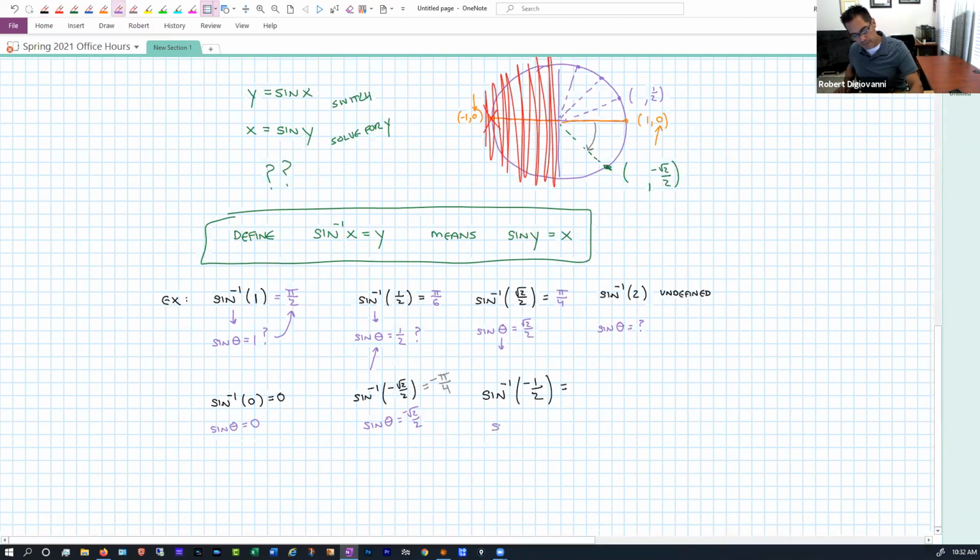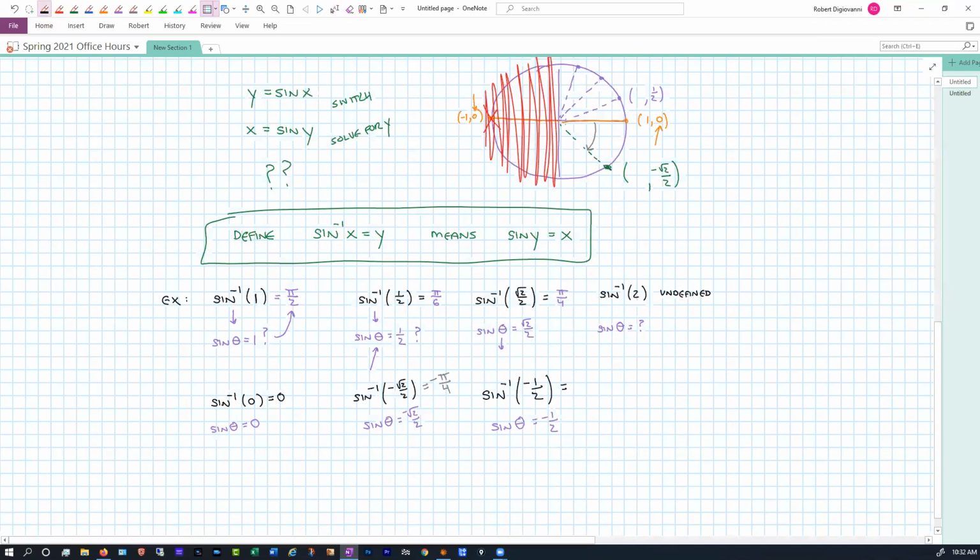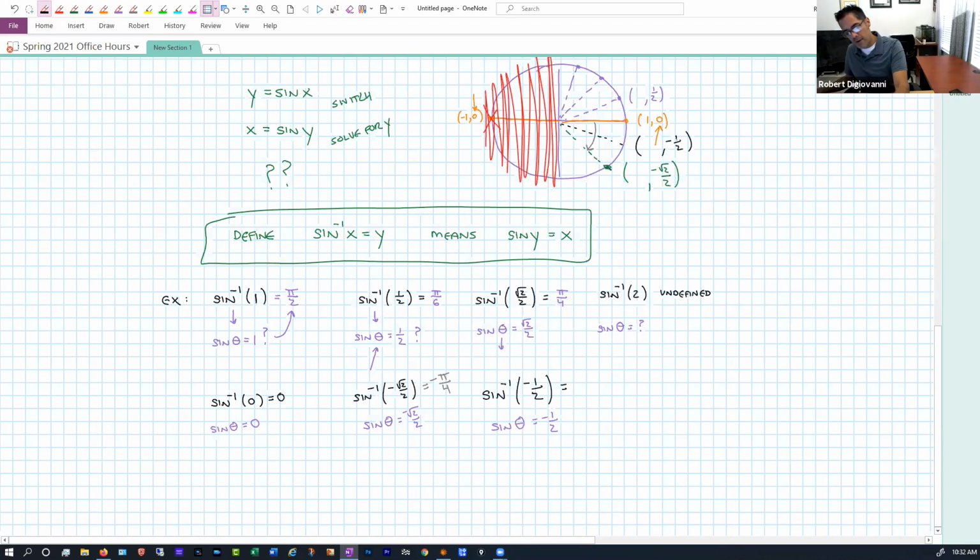So here, we're saying sine of what angle is negative 1/2. So where is the y coordinate negative 1/2? So you've got to know these points here. Negative 30. Negative 30. So this is negative 1/2 right there. And that's negative 30 degrees or, I'm going to stick to radians, negative pi over 6.